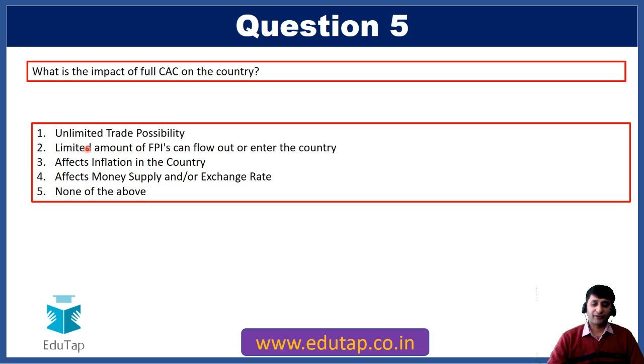Now let's come to question number 5. What is the impact of full CAC on the country? That is, what is the impact of full capital account convertibility on the country? Here it's written CAC, it could be current account convertibility or capital account convertibility. Anyways, what I mean in this question is what is the impact of full capital account convertibility in the country? That if government gives full permission that you can convert your domestic currency into foreign currency to buy any property abroad or to go into any kind of loan with a foreign government, then what would be the impact of that on the domestic currency or domestic country?